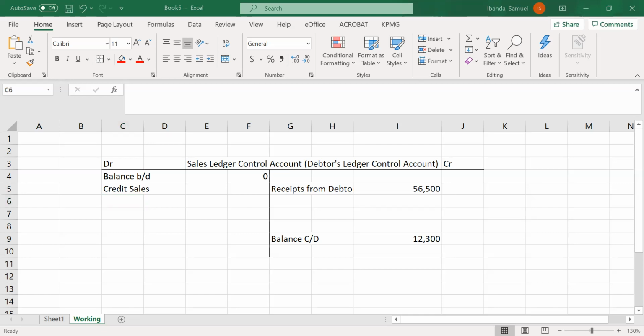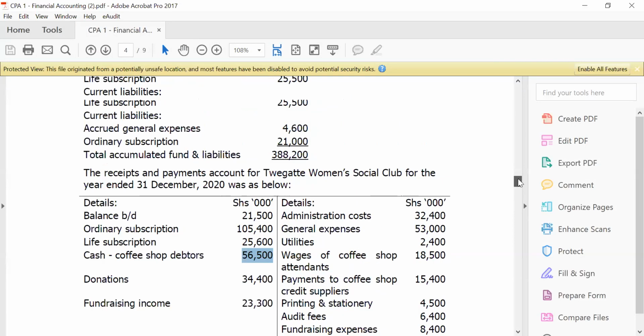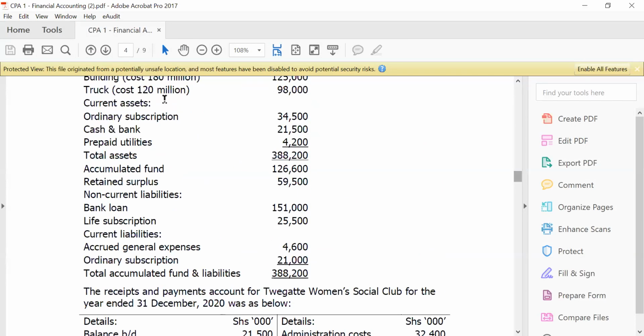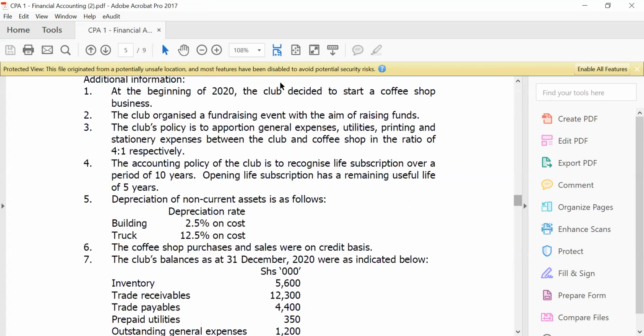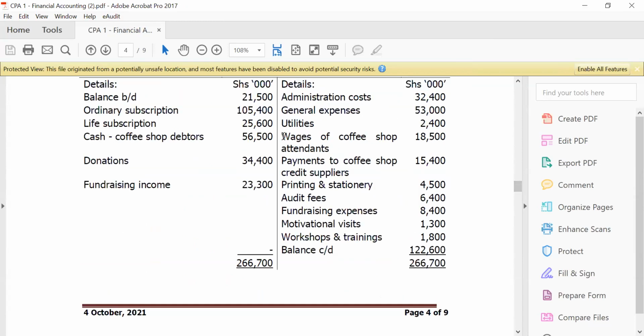I'll look at the records here. So I look through here and see, do I have anything that affects my debtors? No. Do I have anything in additional information that affects my debtors? No. I already took the balance here. I've already taken the value that was in my receipts and payments, and that is all.